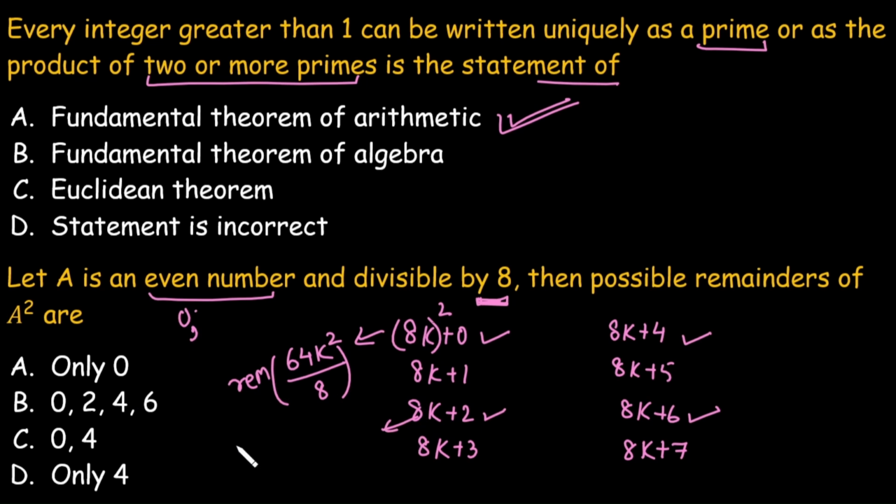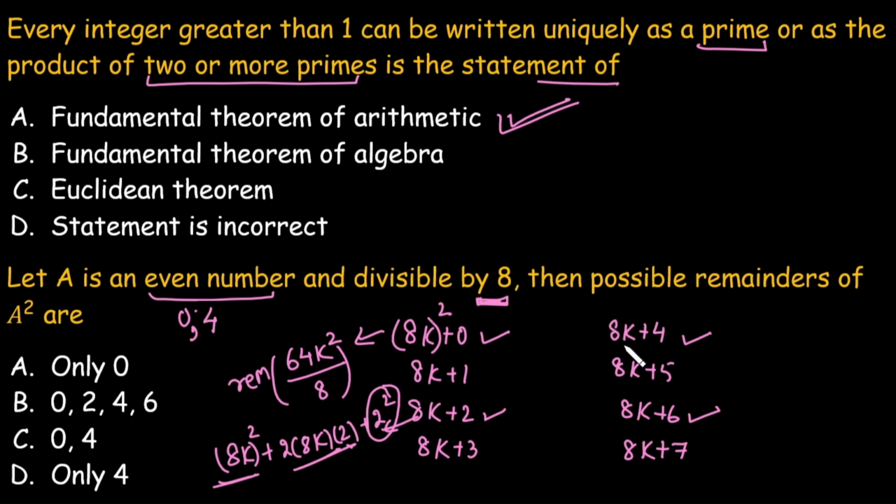In the case of 8k plus 2, it is (8k) whole square plus 2 times 8k into 2 plus 2 square. When you divide by 8, this number is exactly divisible by 8. This is also divisible by 8. It means in these two terms, the remainder is 0. Whereas 2 square is not divisible by 8. And the final remainder we are getting in this case is 4.